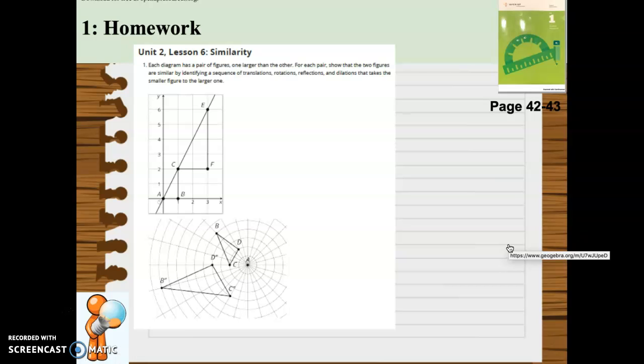So just a quick overview. We did similarity, and similarity means that the rigid transformation occurred, like you can see in your homework. This is a translation, and then a dilation. Since the two figures are the same, they are triangles.